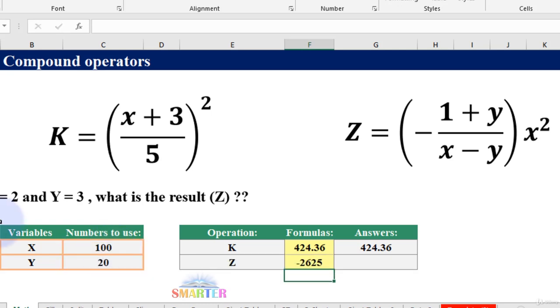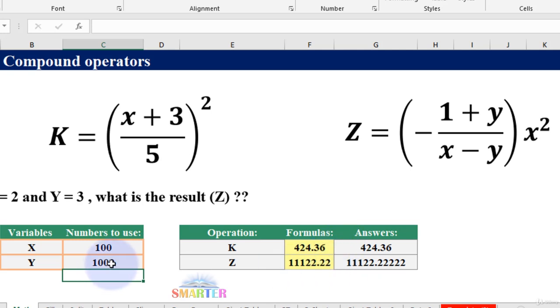And here is our final result. Write equal to this reference to show the answer. Okay? Once you change y to 1000, the formula and the answer will be updated automatically.